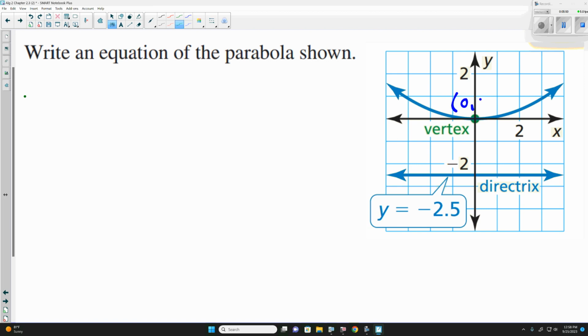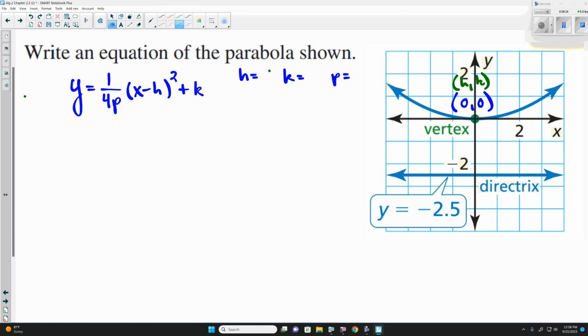Now the vertex is given to us by the point 0, 0. Now again, because it's opening up, our general form of this equation is y equals 1 over 4p times x minus h squared plus k. And again, just like before, we need to know the value of h, k, and p. And the vertex is still our point h comma k. So the value of h is 0, the value of k is 0.